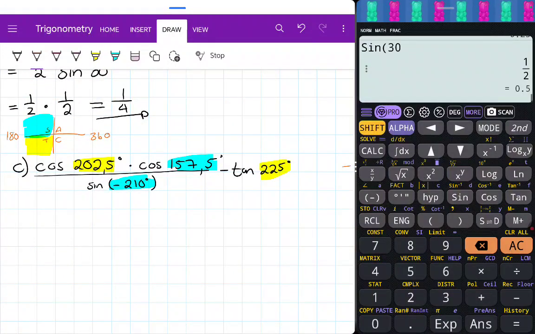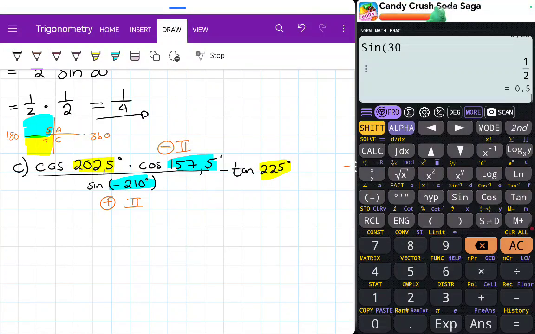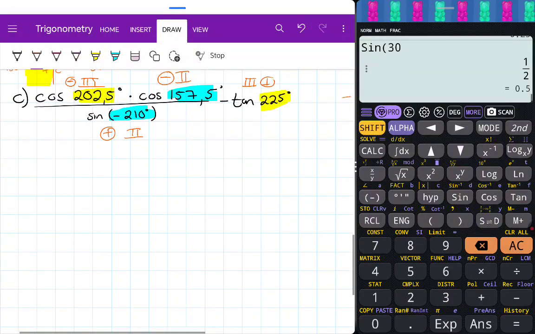So in quadrant number, let's start with 2. In quadrant number 2, sine is positive. For the 2 blue ones, we know that this one is going to be positive because it's in quadrant number 2. And we know that cosine is going to be negative because it's in quadrant number 2. Okay, that's brilliant news. Next up, cosine. In quadrant number 3, tan is positive, which means cosine is going to be negative in quadrant 3. And tangent is going to be positive in quadrant number 3. Okay. Right, now I'm done with my CAST diagram.